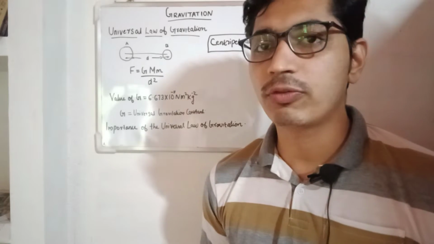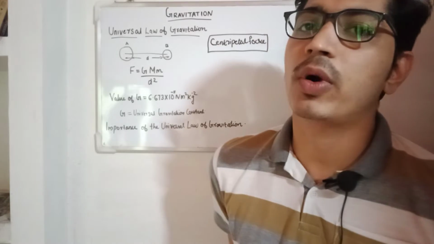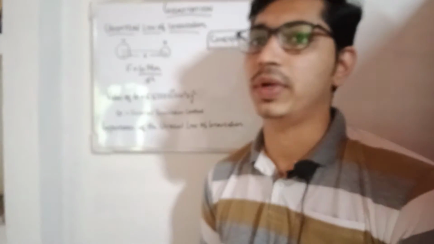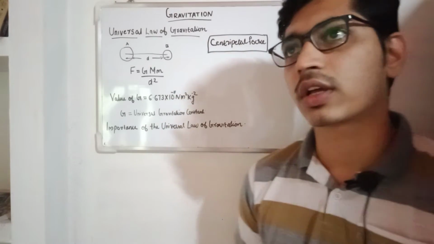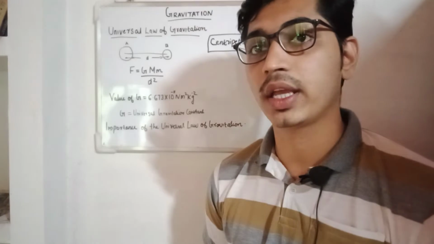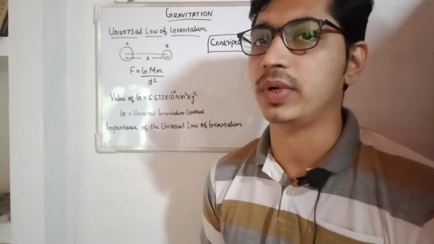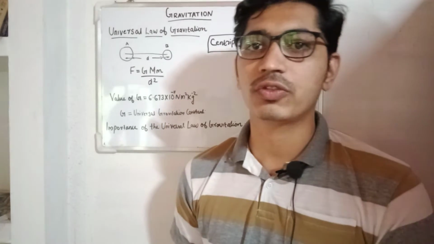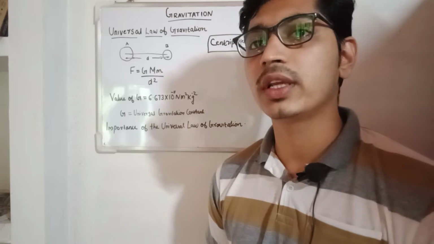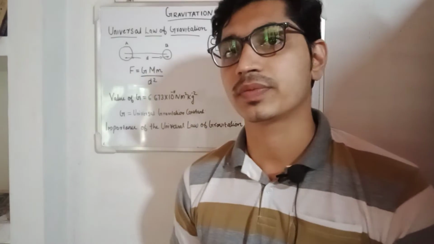This theory was put forward by Isaac Newton. We all know the story about Isaac Newton and his apple. He thought about why the apple falls down, and why the moon and other planets don't fall down like this apple. From this thought of Isaac Newton comes the very basic principle of the universal law of gravitation.